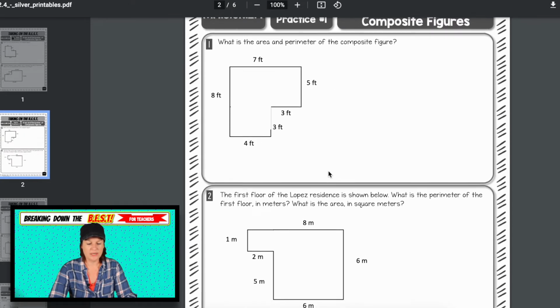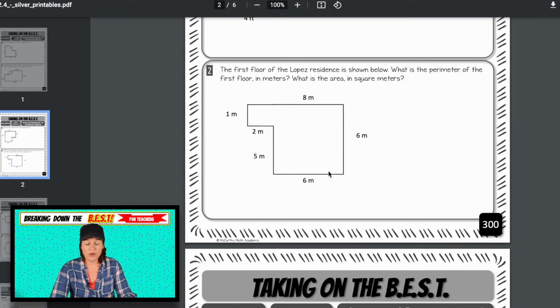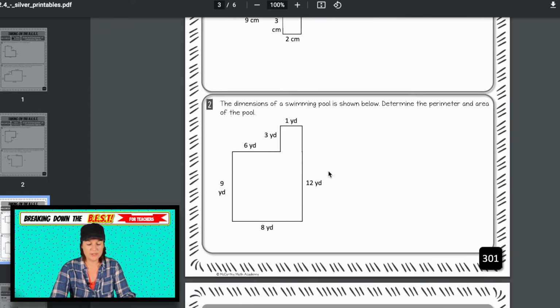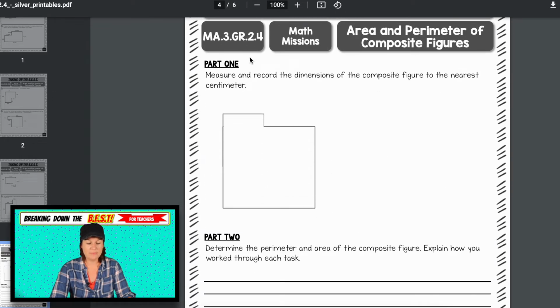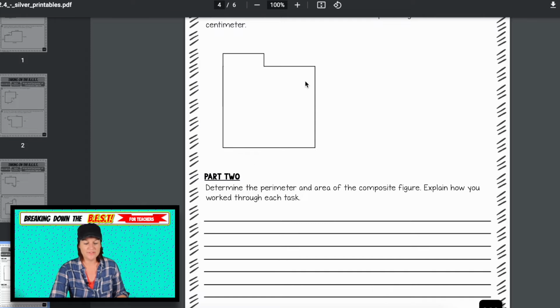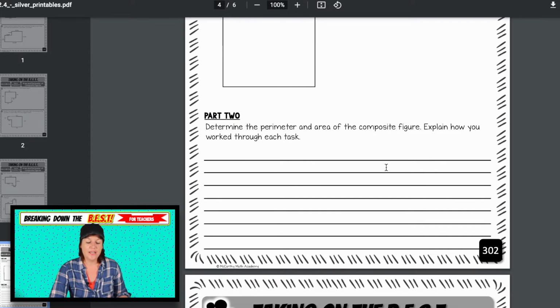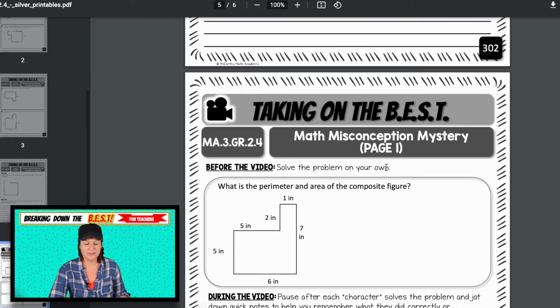And here we've got extra practice number 1. Once your students have practiced with taking notes with the video lesson, now they can implement these strategies on their own. There's 2 extra practice pages. And then here we have a math mission. This one says to measure and record the dimensions of the composite figure to the nearest centimeter. This is combining that measurement standard, and we're rounding it to the nearest centimeter, which is awesome. Once we find all the side lengths here, you can determine the perimeter and the area of the composite figure and explain how you work through each task.